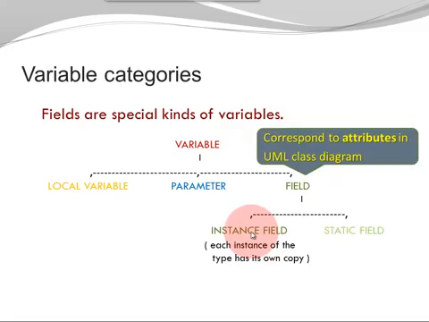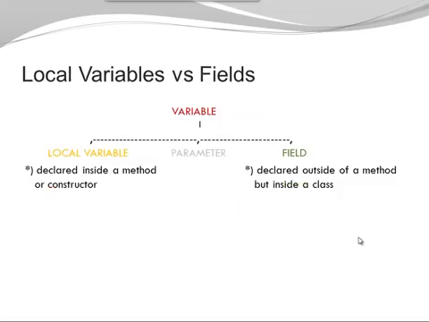Instance fields store the data, the state of objects. Those are the instances of a given type. Each instance of the type has its own copy. Let's look at the difference between local variables and fields. Local variables are declared inside a method or constructor, while fields are declared outside of a method but inside a class.